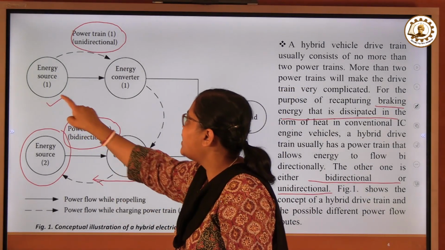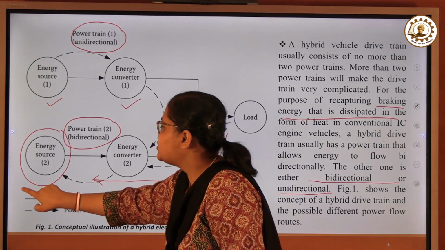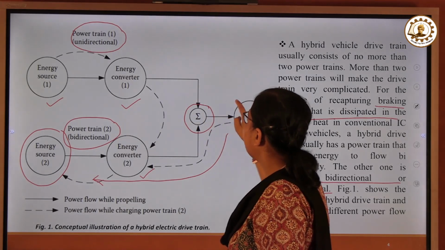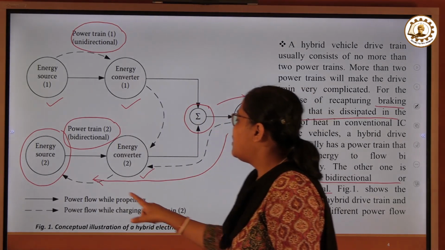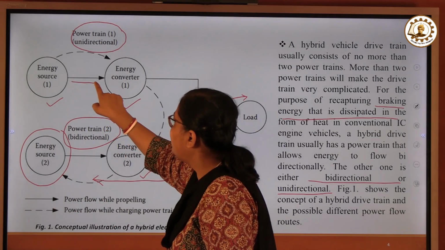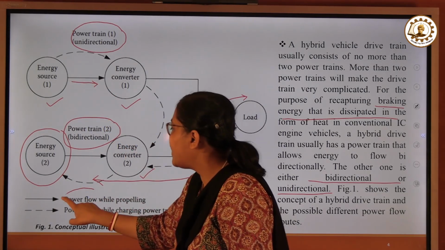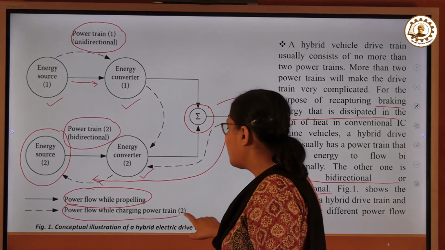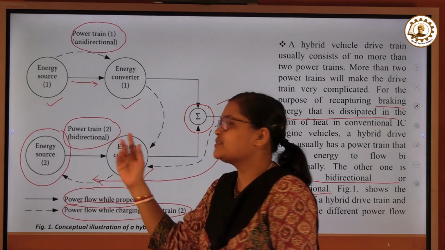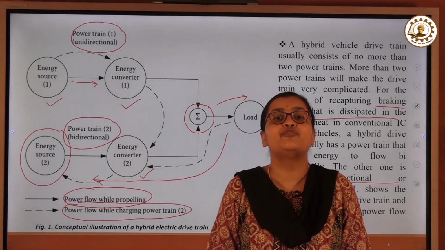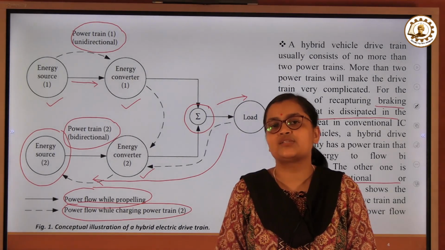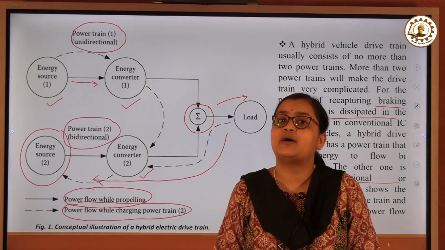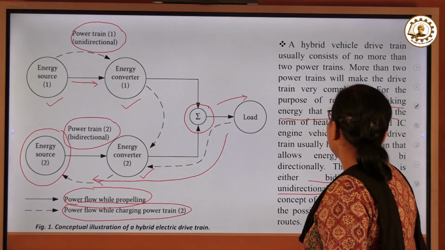So, this is energy source 1 with energy converter 1. This is energy source 2 with energy converter 2. Both of them are culminating here and feeding power to the load. Now, one can see that this bold arrow is nothing but the power flow while propelling, while this dotted arrow is nothing but the power flow while charging powertrain 2. As we can see, this power flow will have several routes. So, when we are trying to illustrate the conceptual illustration of a hybrid electric vehicle powertrain, we need to know the possible power flow routes, which will be explained later.